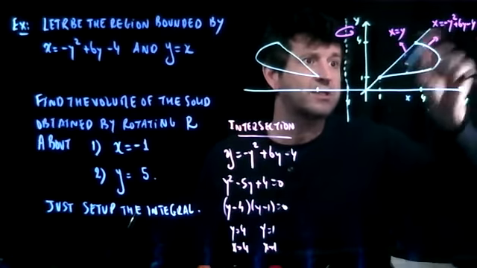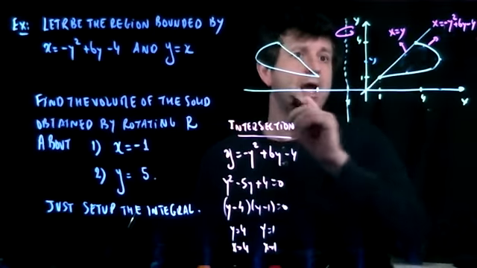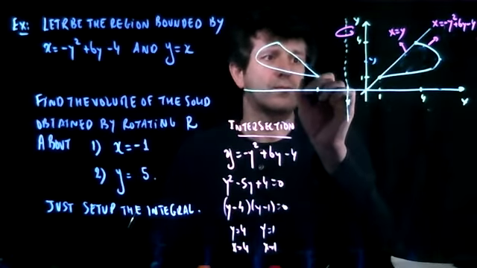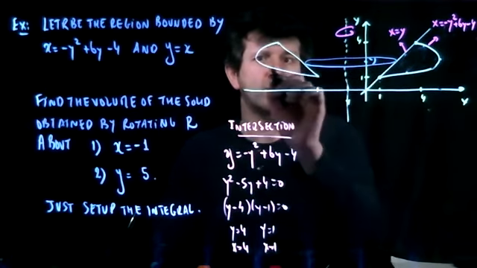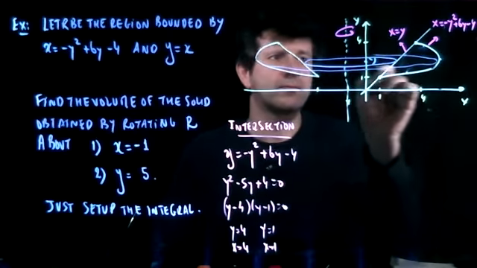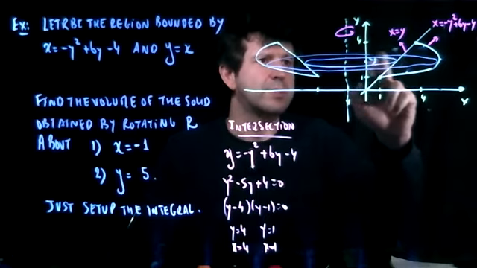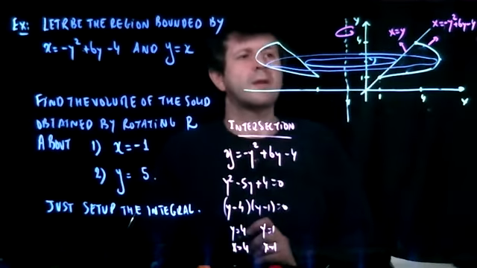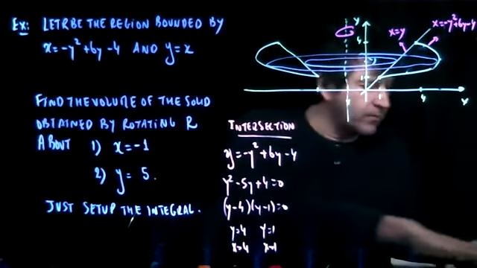So you're better off in this case just taking a y here and taking a slice like this and doing a washer. Much simpler. Okay, sorry, it's really messy. Let me draw my washer on the side.